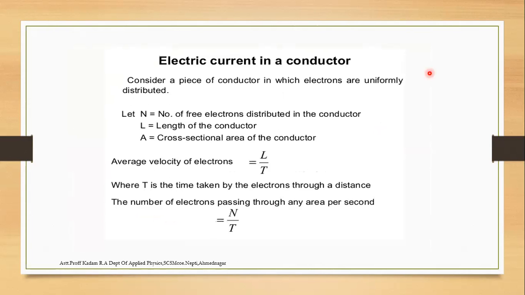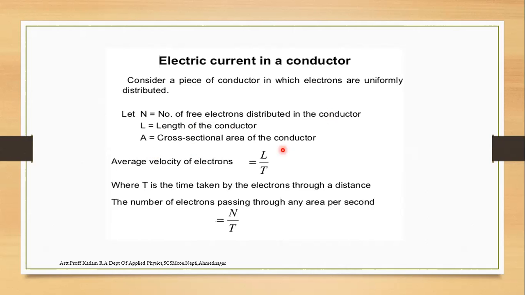Now, the electric current in the conductor. Consider a piece of conductor in which the electrons are uniformly distributed. Here n is the number of free electrons distributed in the conductor, L is the length of the given conductor, and A is the cross-sectional area of the conductor.